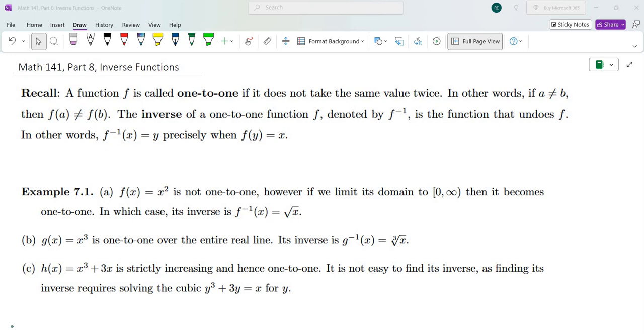Hello, this is video number 8 on my single variable calculus 2. In this video, we're going to talk about inverse functions.